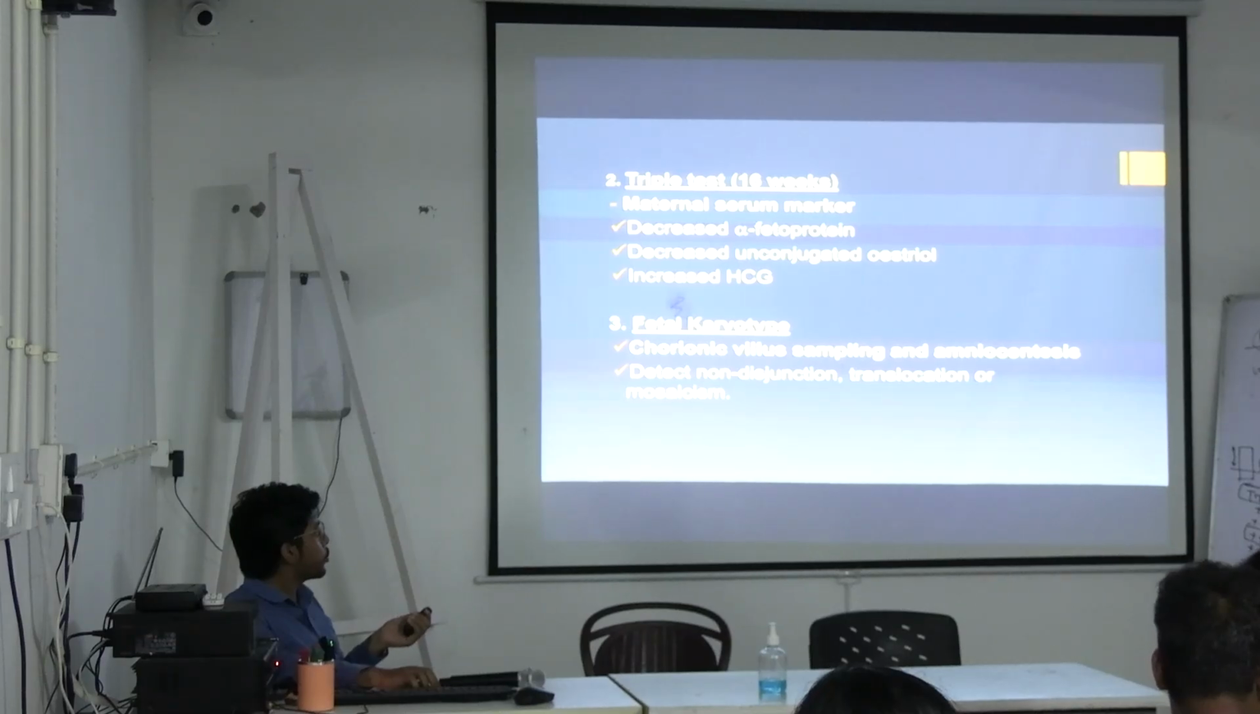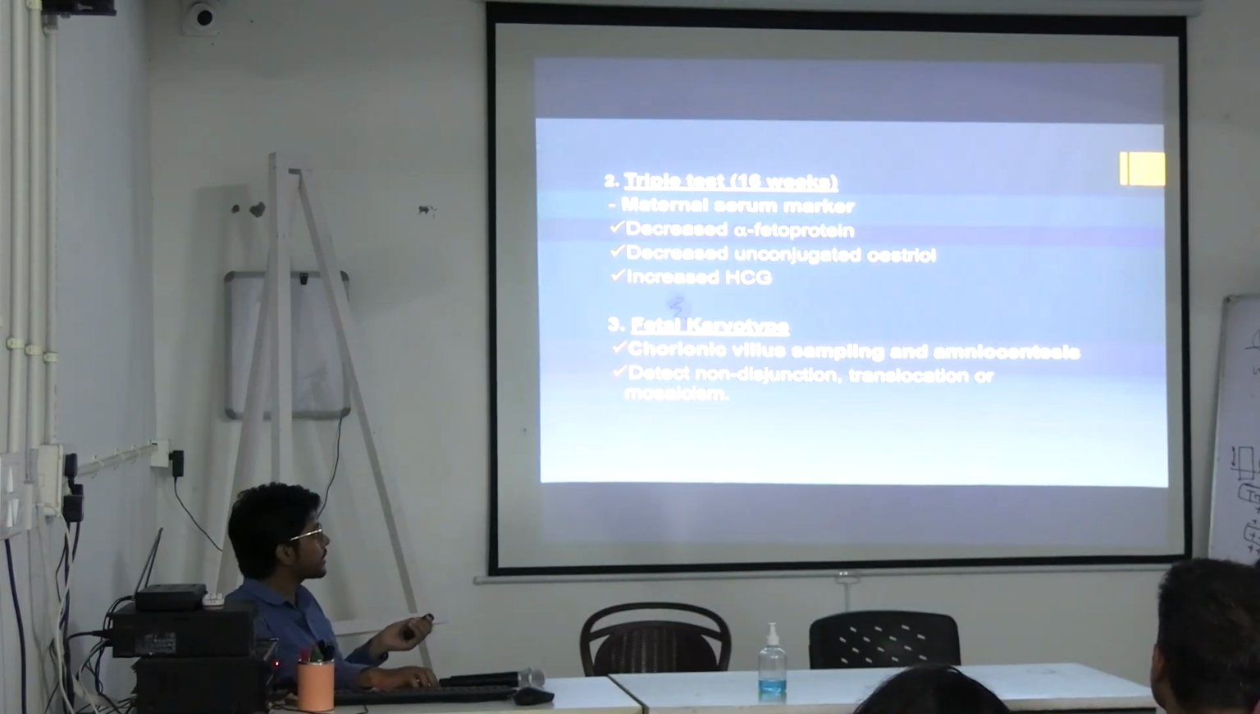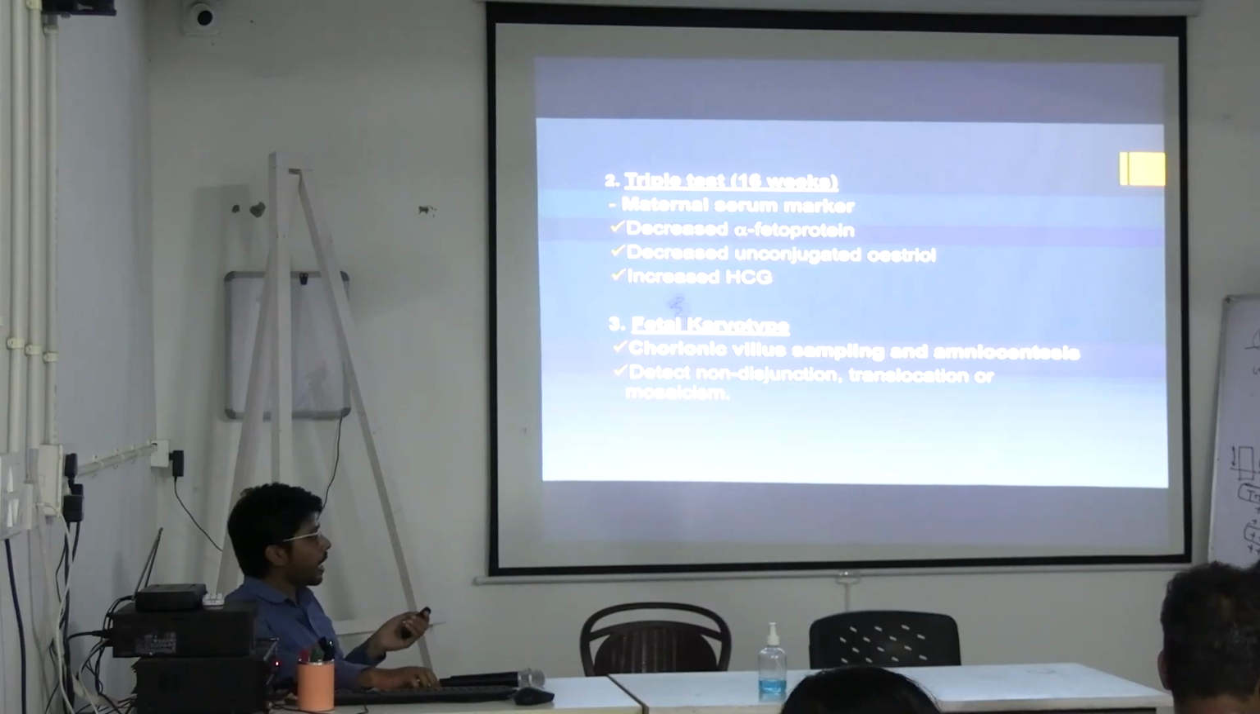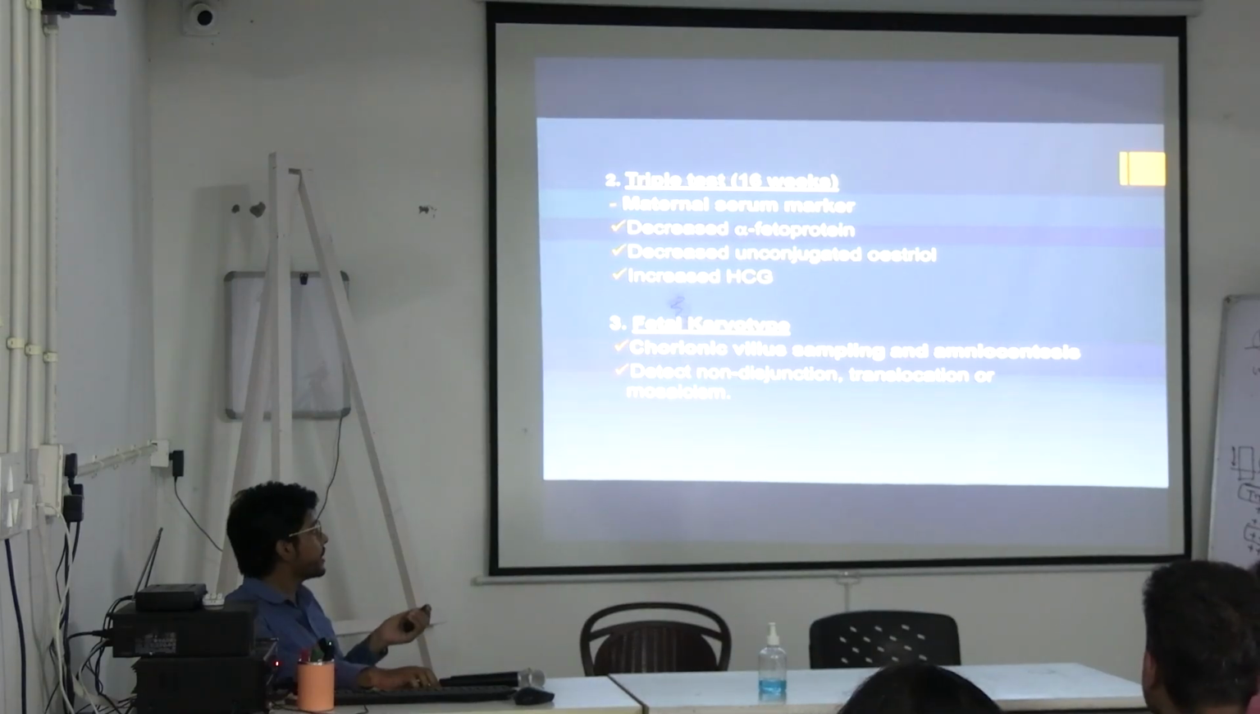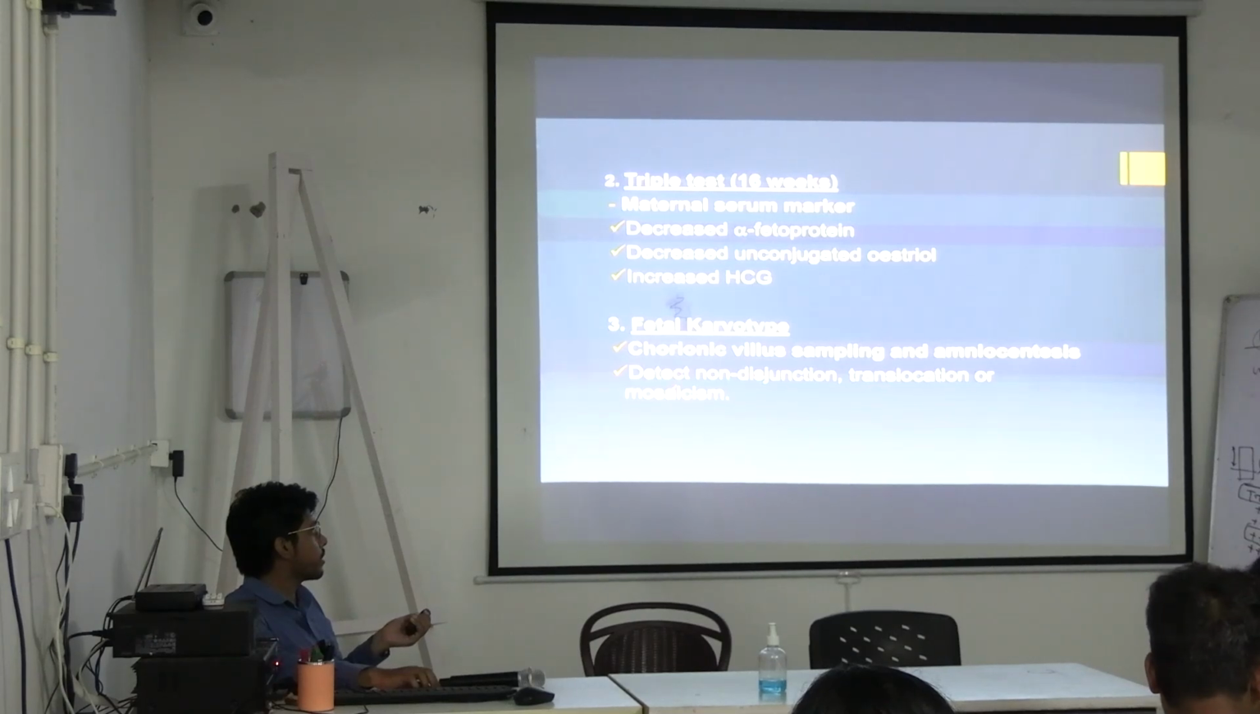The method of doing fetal karyotype is CVS, chorionic villus sampling, and amniocentesis, and it detects nondisjunction, translocation or mosaicism.